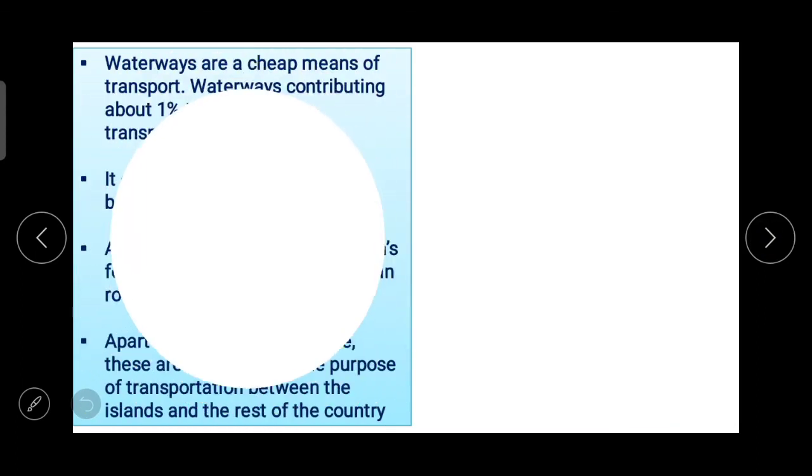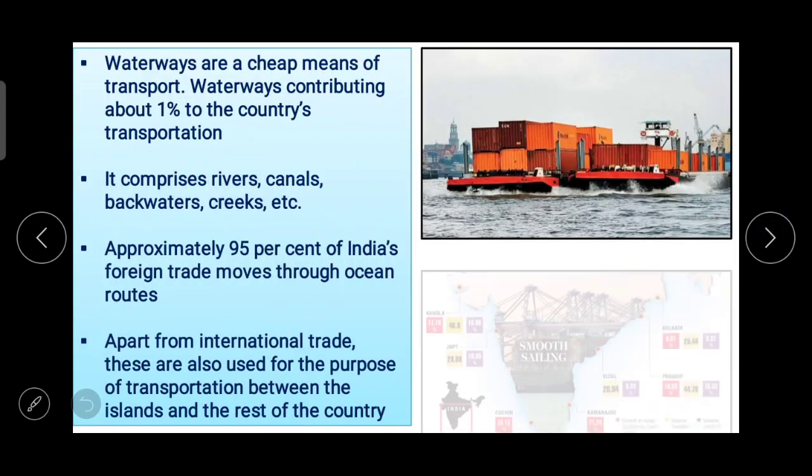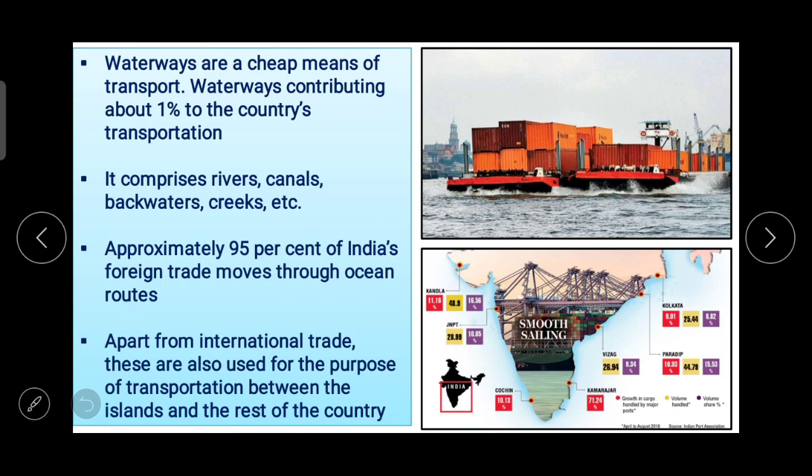Now the waterways. Waterways are a cheap means of transport. Waterways contribute about 1% to the country's transportation, only 1%. It comprises rivers, canals, backwaters, creeks and so on. Approximately 95% of India's foreign trade moves through ocean routes.